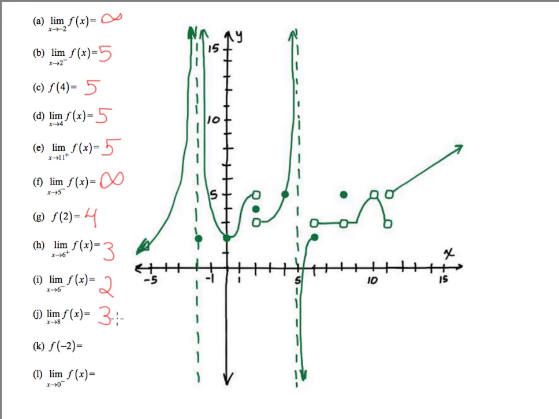And then the function value at -2. Well, the function value at -2 is this dot, which is a height of 2. And the limit as x approaches 0 from the left of f of x. Going from the left-hand side of 0, it appears our function is also approaching 2.